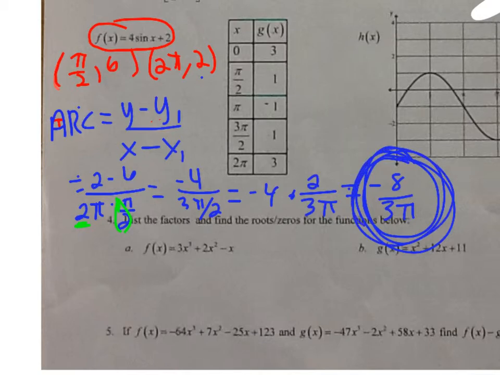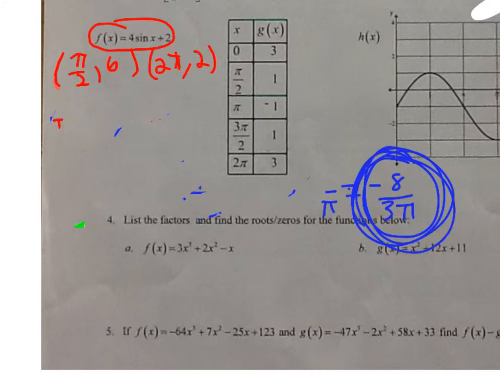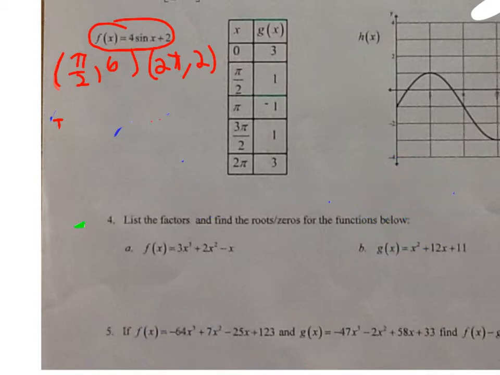So for f of x, let me erase this here. So I have negative 8 over 3 pi. So I'm going to write that over here. This is for f of x: negative 8 over 3 pi. Remember, that's the average rate of change. If you want to put that in to know what the decimal is so you can compare, it's negative 0.8488, and that goes on. All right, now let's talk about g of x.